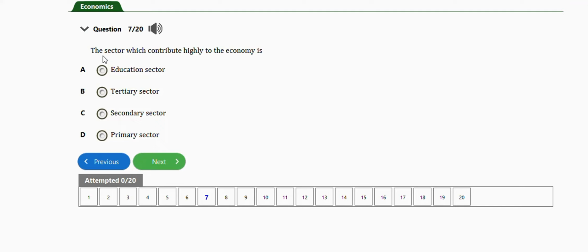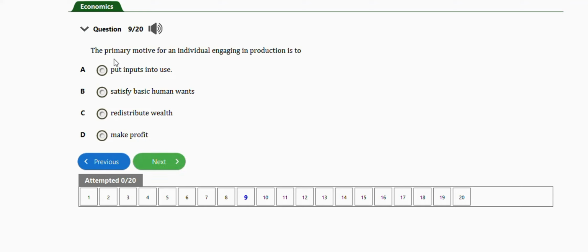It says the sector which contributes highly to the economy is higher education sector, tertiary sector, secondary sector, primary sector. Right answer is option D, primary sector, very important. Next question is this one. It says a way of putting economic idea in a concise form is microeconomics, macroeconomics, mixed economy, model. The right answer is option D, model.